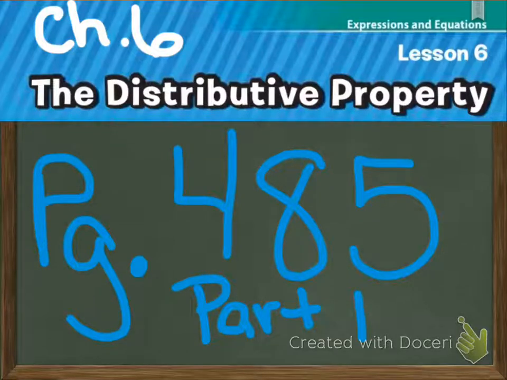All right, this is Chapter 6, Lesson 6, the Distributive Property, page 485. This is going to be part 1 to this lesson because I'm going to break this lesson up into 2 separate lessons. This is on distributive property. The next one will be on factoring. So just like I did on one of the other sections that we had previously, I'm going to section this out into 2 sections.